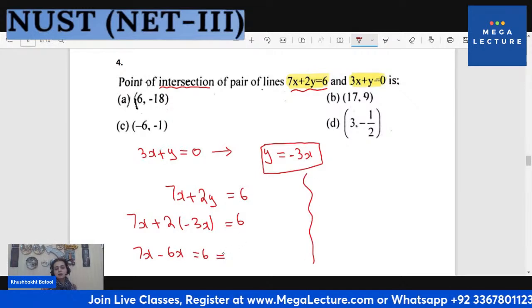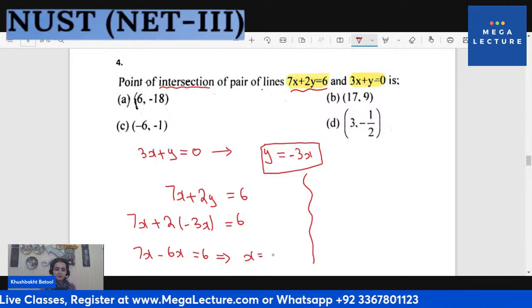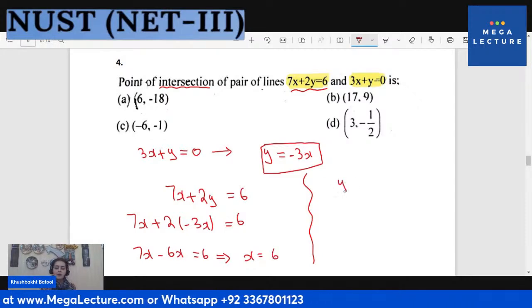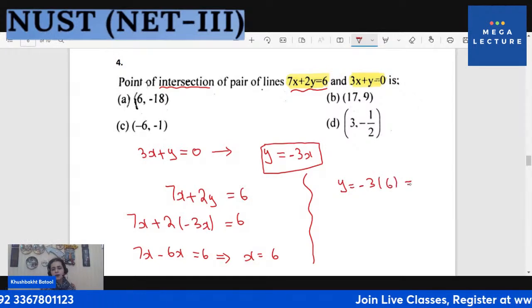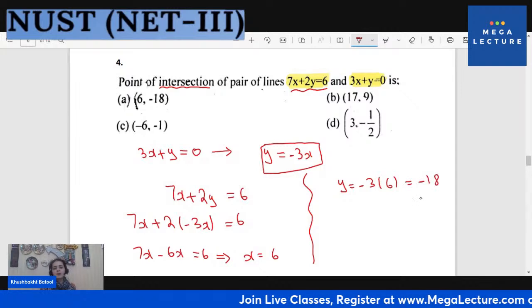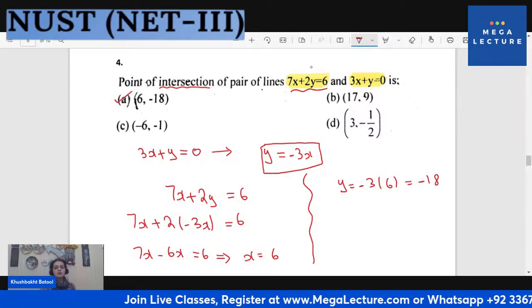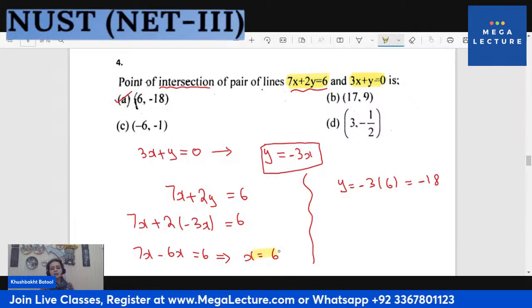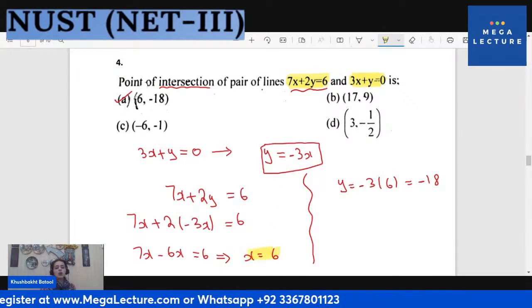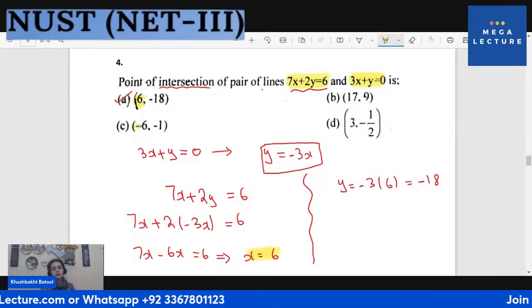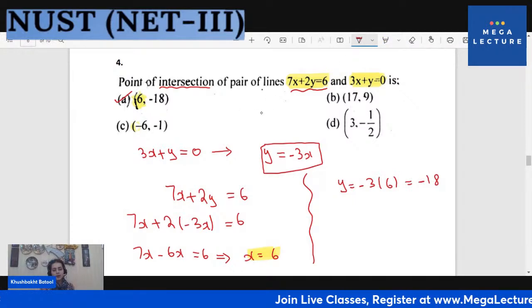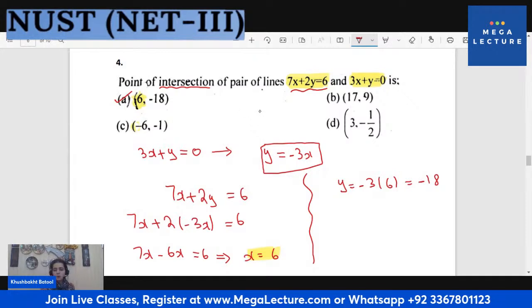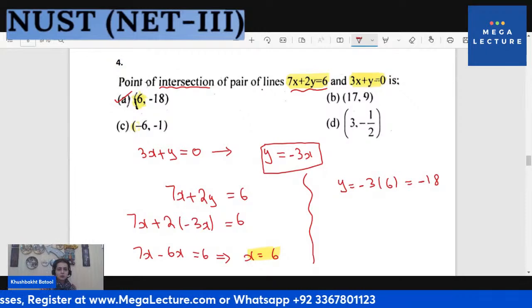And this implies that your x is 6 and y is minus 3 into x, so it would be minus 3 into 6, and it would be minus 18. So the answer is going to be A. But again, for this step, since we were clear that the x coordinate would be 6, and the only option that has 6 as the x coordinate is A, I would be talking about A as the answer, right? There's no point in wasting your time in finding the entire answer when you know MCQs are the only option, and you'll be answering these questions this way.